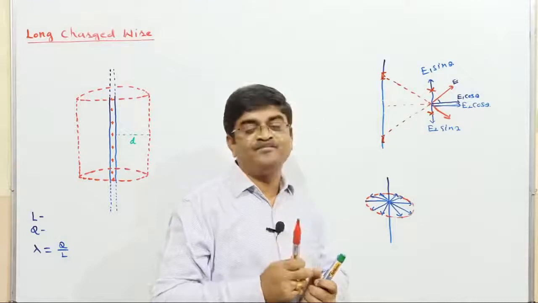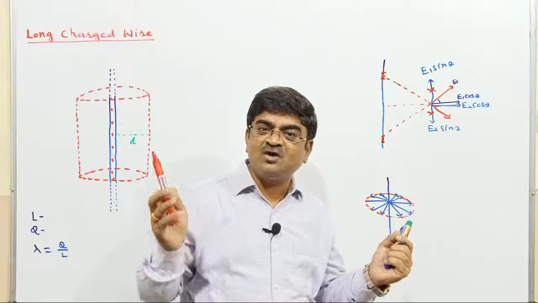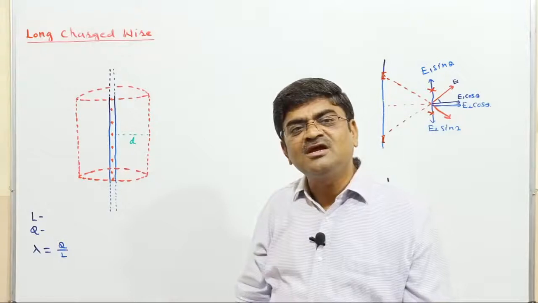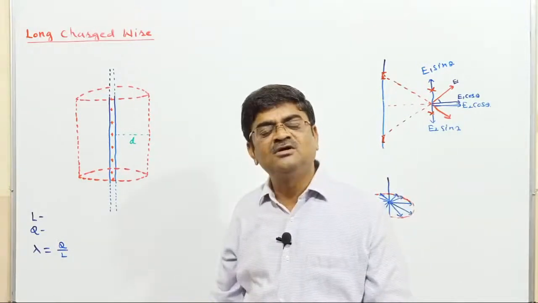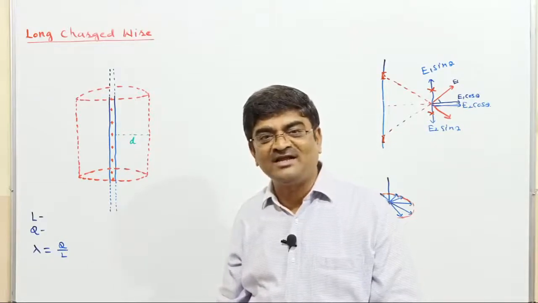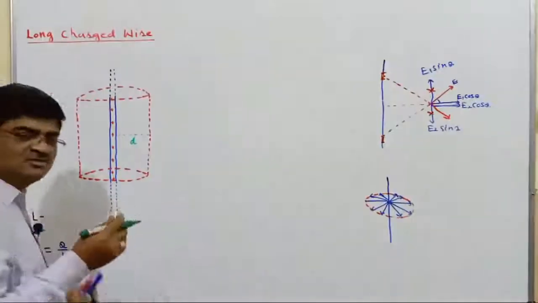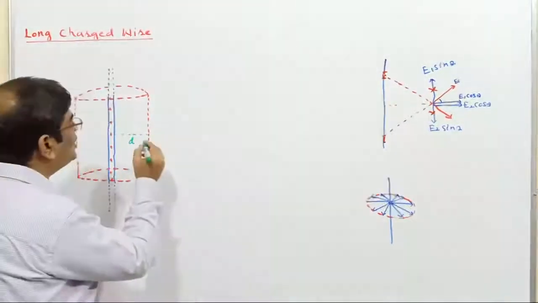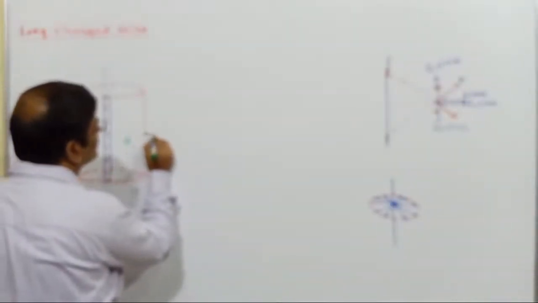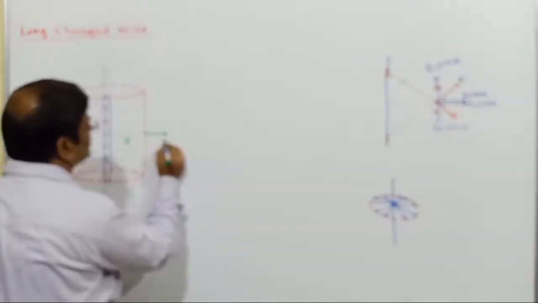Once I understand the nature of the field, which is non-uniform, my next step, step number 4, is calculating the flux. So let me go ahead and calculate the flux. While calculating the flux through the Gaussian surface, at the place of my interest, let me assume the electric intensity is E, which I need to calculate.